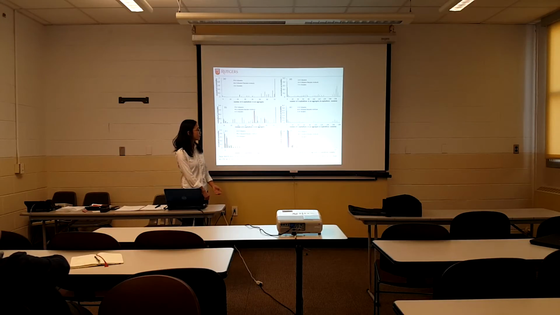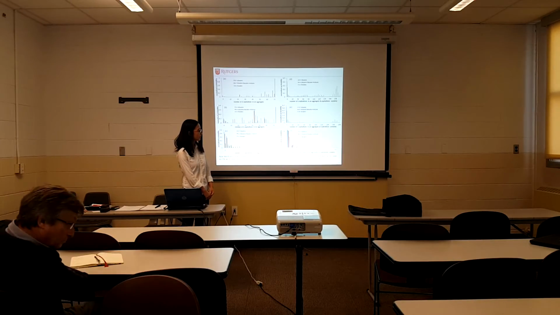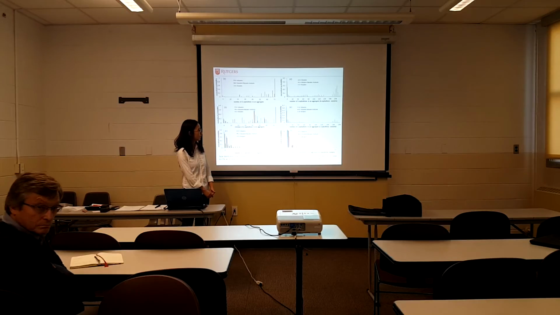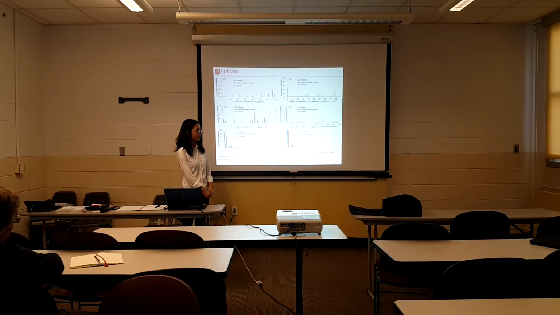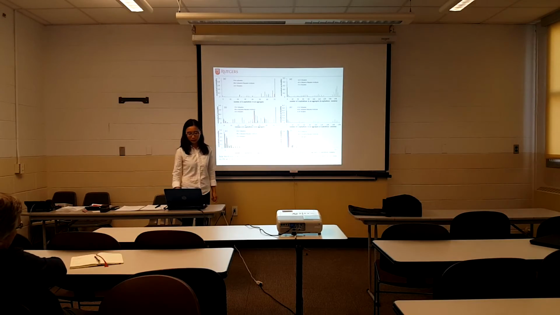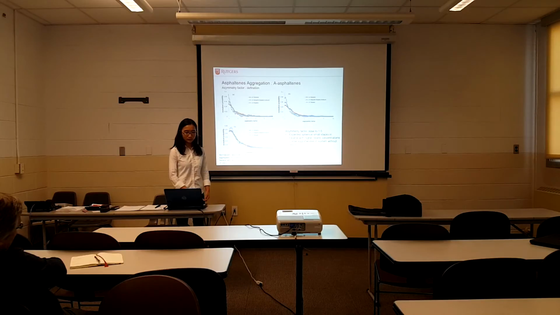And the right three patterns show the size distribution of the small asphaltenes. The number of small asphaltenes in an aggregate is regulated by both the toluene to hexane ratio and the portion of the resin.